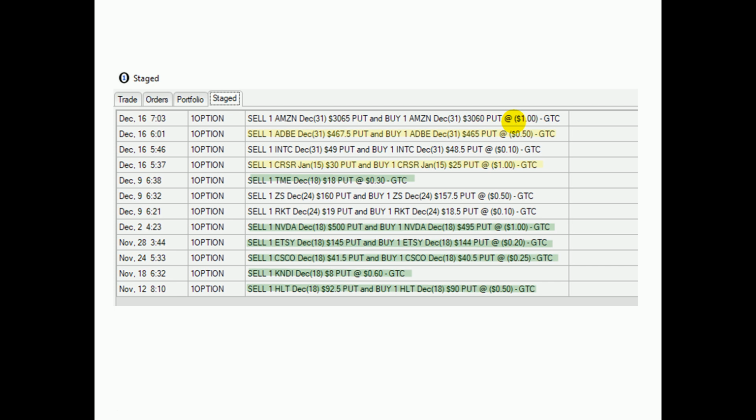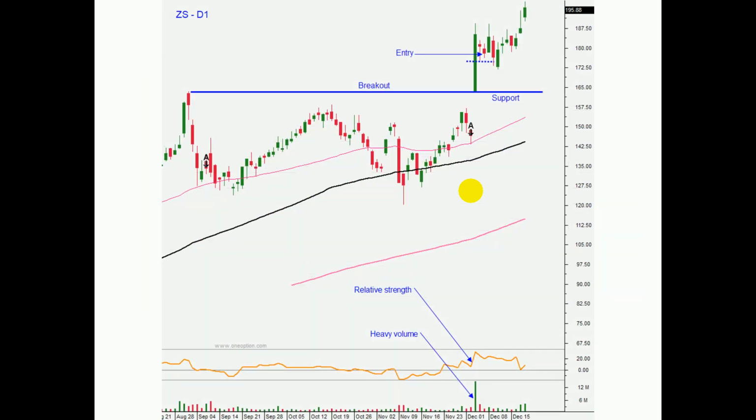Now there are 2 positions that I want to highlight today. One is this Intel spread that we're going to take a closer look at, and the other one is ZS, because the chart sets up well and I can really tell you why I'm favoring one strategy over the other.